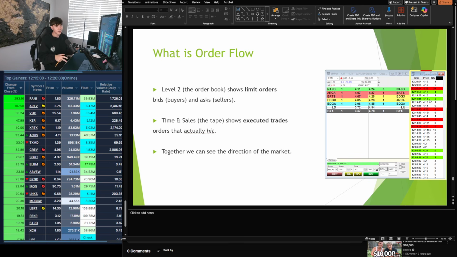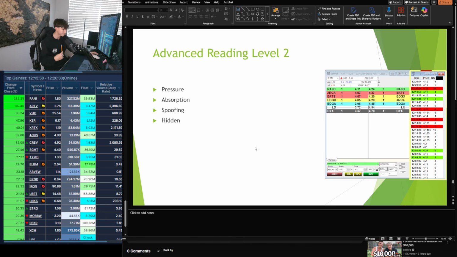And then together we can see the direction of the market and where it's going based on reading this level two. And it's just like reading a book. I mean, this is literally called the order book. And so you have the bid and then you have the ask. And those are the pages that basically open up the market to be able to see what's going on. This is what tells the story and the direction of trading these stocks. So let's continue moving on here.